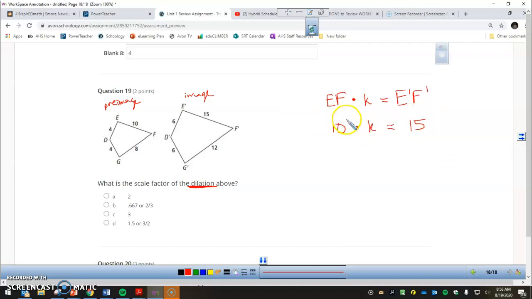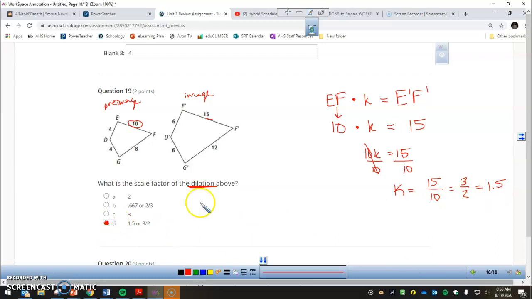And we could rewrite this equation. So E to F is really 10 right here. K is our scale factor. E prime to F prime is 15. So we got 10 times K equals 15, or 10K equals 15. Now, to solve this for my scale factor, what I have to do is divide by 10 to cancel it off on this side. So that means that K is going to be equal to 15 divided by 10, which we reduce down to 15 divided by 5 is 3, 10 divided by 5 is 2, 3 halves, or 1.5. So our answer will be D.